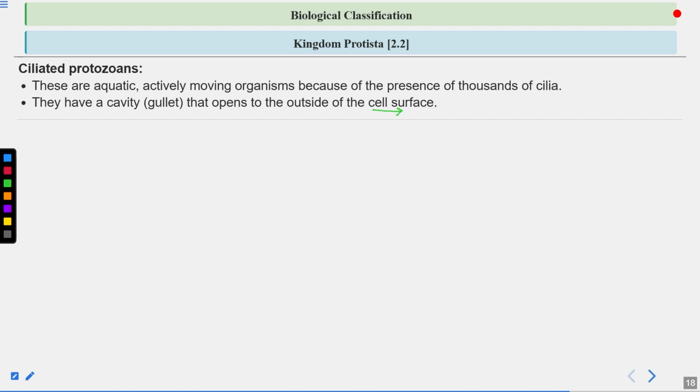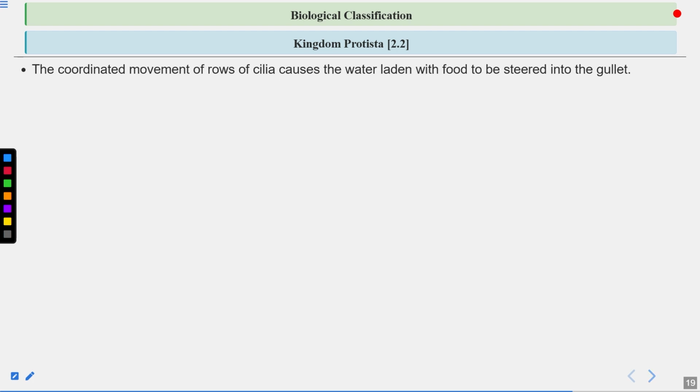Clear? So gullet is a cavity which is opening to the outside of the cell surface. Now what happens? What is the function of this gullet? Due to the coordinated movement of the rows of cilia, the water laden with food is stirred into the gullet.